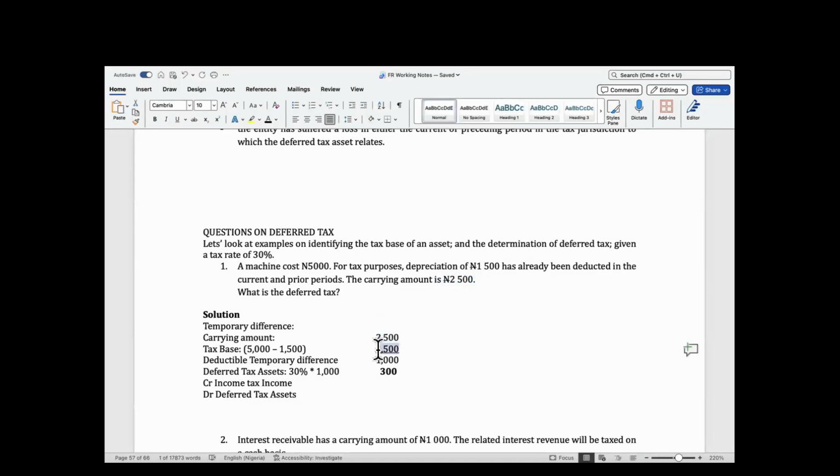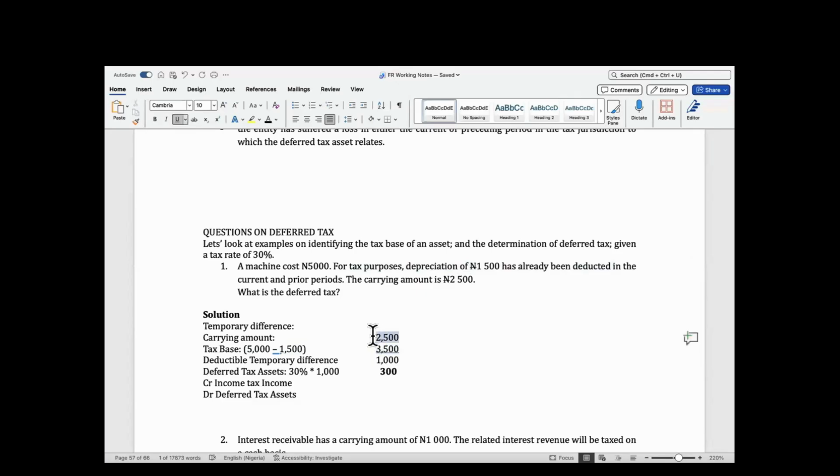But here, they didn't give us tax base. If they wanted to give you tax base directly, they would give you 3.5, because this has already been deducted, meaning they have allowed it for you from profits in your P&L. They have allowed it for you for tax computations, right? So as a result of that, the tax base, what is remaining for you for deduction in the future, is then 3.5. So I take away what they have given me from the cost, remaining 3.5.